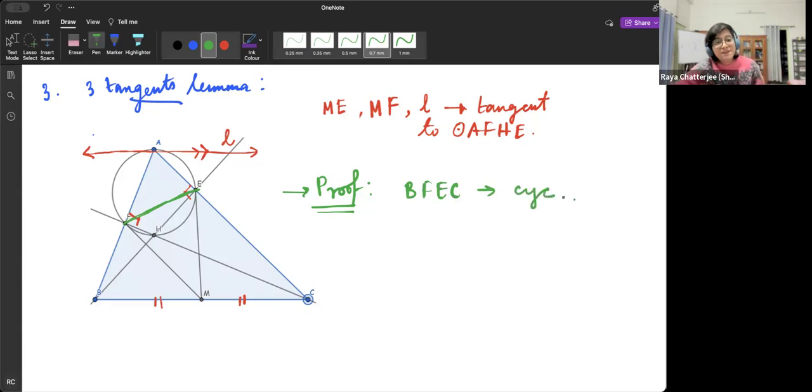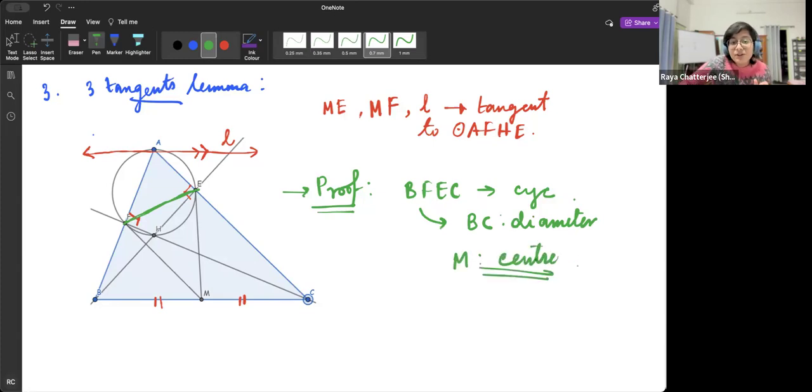This is because angle BFC equals angle BEC, which is 90 degrees. Both of them are 90 degrees. And since BEC and BFC are 90 degrees, we can also say that BC is the diameter of the circle. And since M is a midpoint of BC, then M is basically the center. So we are going to need this information.